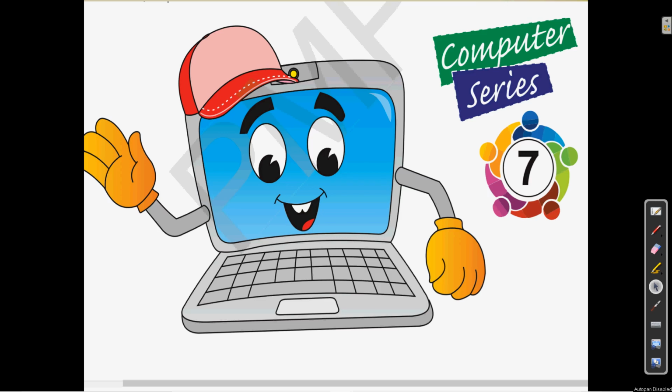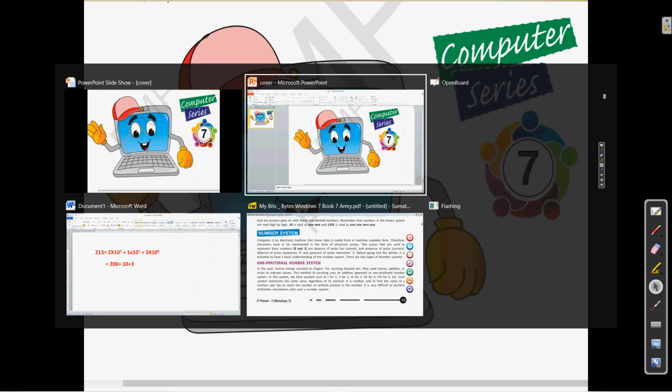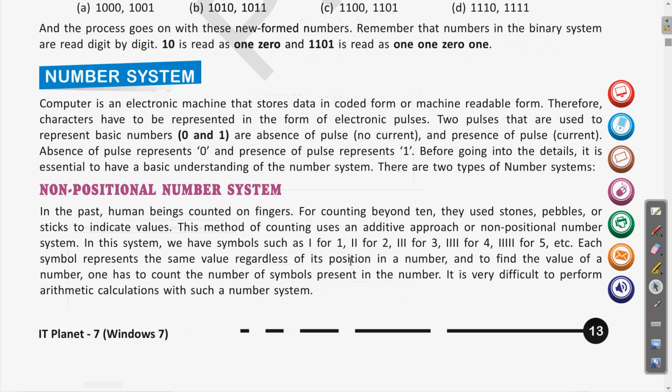So I hope you are learning the things, and as in the previous classes we have done a few of the topics like decimal number system and binary system. So before moving to the next topic, let us have a quick revision of what we have done in the previous class. As in the previous class, we discussed the difference between non-positional and positional number systems.